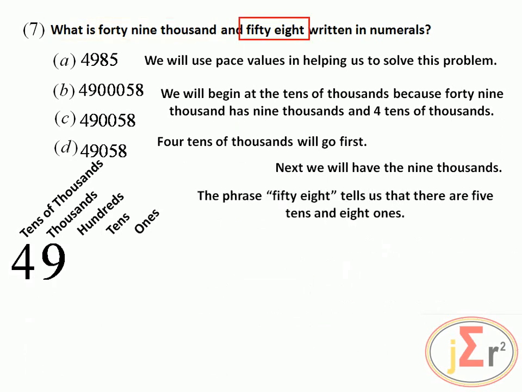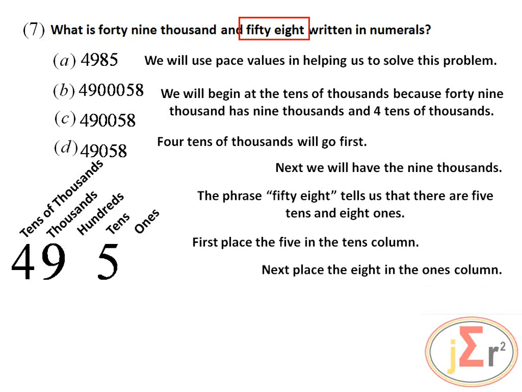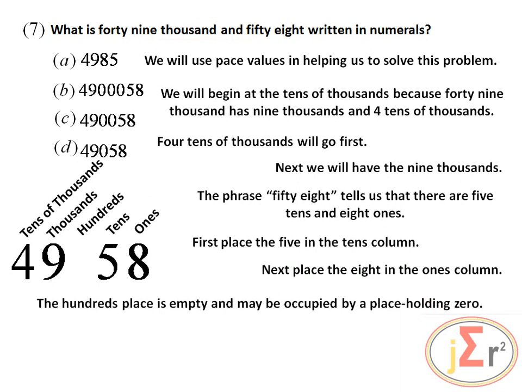58. The phrase 58 tells us that there are 5 tens and 8 ones. So first place the 5 in the tens column and next place the 8 in the ones column. The hundreds place is empty and may be occupied by a placeholding 0. The correct answer is option D.